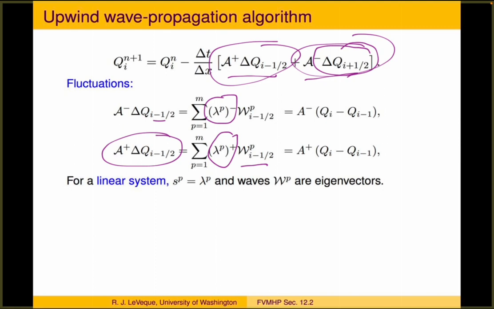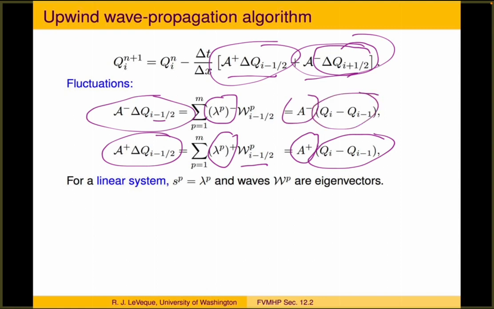And in the case of a linear system, we saw that another way to write this, if we create a matrix A plus by diagonalizing A and then zeroing out the negative eigenvalues and then recombining R times lambda plus times R inverse, that gave us a matrix A plus, and this script A plus delta Q at i minus a half was exactly equal to this matrix A plus multiplied by delta Q, the jump in Q. And similarly, A minus delta Q at i minus a half, we could interpret as, or compute as being the matrix A minus times the jump in Q.